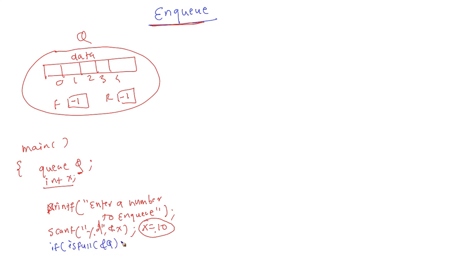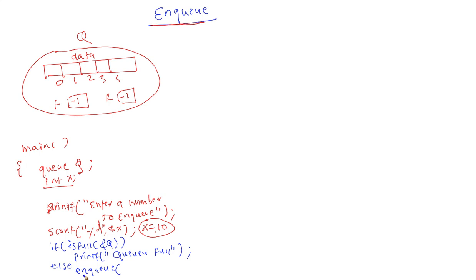If is full and queue, right? I'm calling is full on this queue, and is full will return 1 if the queue is full. So if is full returns 1, I'll say printf queue full, right? Queue full I'll print. Else means if is full returns 0. Is full will return 0 when the queue is not full. So at that time, if the queue is not full, I'll call NQ.